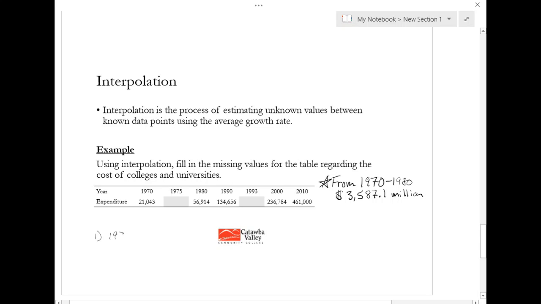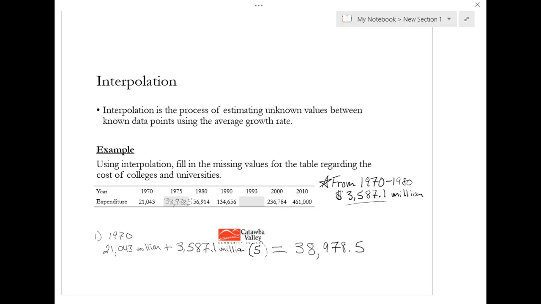In 1970, we had 21,043 million. And each year it's increasing by that 3,587.1 million, so I'm going to add that, and I'm going to do that for 5 years. So I multiply that by 5. So 21,043 plus 3,587.1 times 5 gives me 38,978.5. So inside that box, I should have 38,978.5.